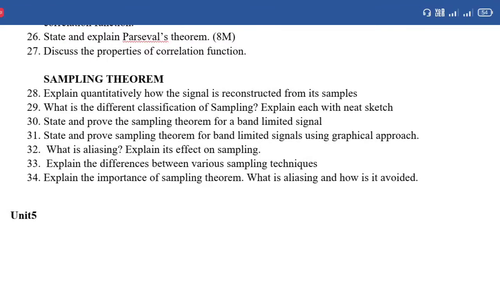Explain the differences between various sampling techniques. Explain the importance of the sampling theorem. What is aliasing and how is it avoided? Unit 5.